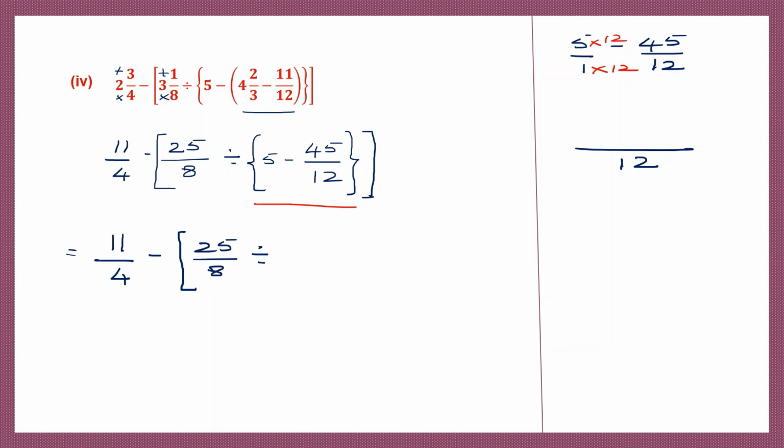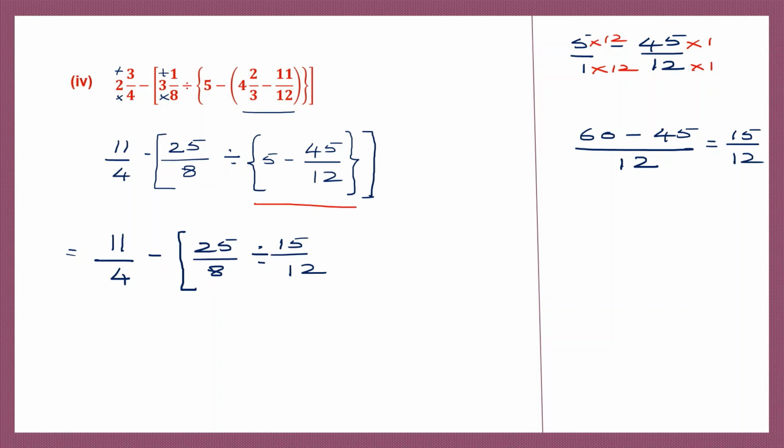So let's multiply 5 also by 12. So 5 12s are 60 minus, go to the next fraction, denominator is 12. So this is 12 into 1. So 45 into 1. 45 into 1 is 45. Now 60 minus 45 is 15. 15 by 12. So we've removed our curly bracket. So let's write 15 by 12 here. 15 by 12. So curly brackets are removed.